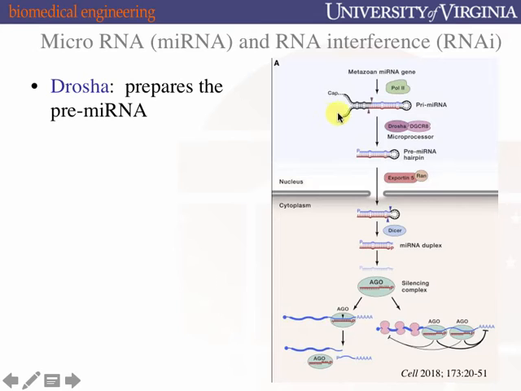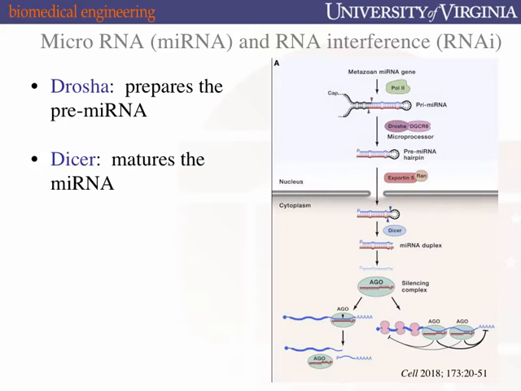This transcribed hairpin that's capped, just like any other Pol II RNA, then gets processed by an enzyme called Drosha. So what Drosha does is clip off the ends and get this pre-microRNA hairpin ready for export out of the nucleus and into the cytoplasm where it operates. From there, this hairpin structure is processed further. The loop is cut off by an enzyme called Dicer. And these are self-explanatory. So Dicer will mature the microRNA.